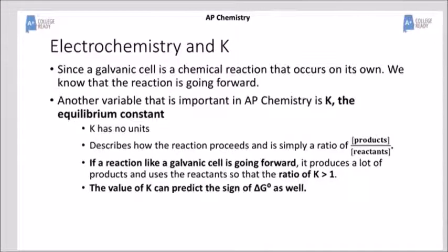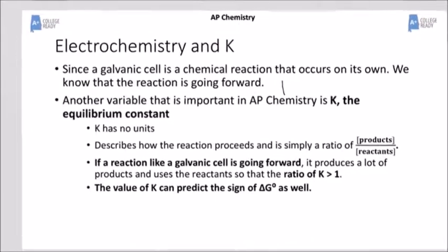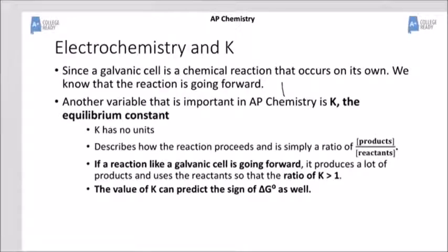And then the other formula involves a quantity called K, which is the equilibrium constant. We know that galvanic cells, which are what we call batteries, are reactions that are occurring on their own. We know those reactants are reacting together to form products. They're going forward. We call that a forward reaction. Another way to say that is that products are favored. And you'll see this.